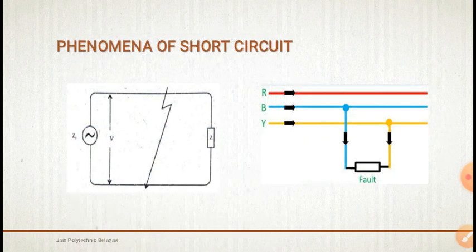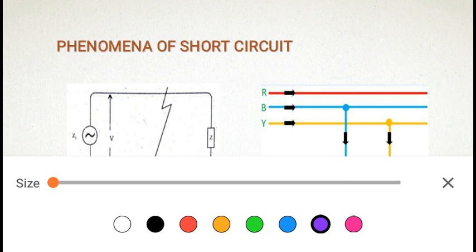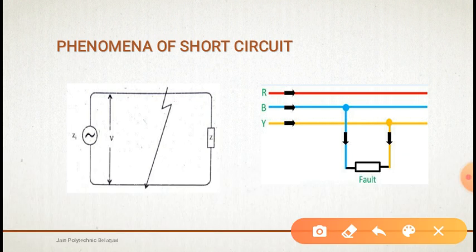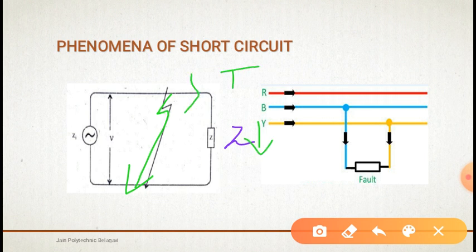Now we'll see the phenomenon of short circuit. In the picture you can see, when there is no fault, the current in the circuit will be limited by the load impedance Z. Whenever a fault occurs here, the circuit impedance is reduced to a low value, hence the current flowing through the circuit will be very large. This large current is called the short circuit current.